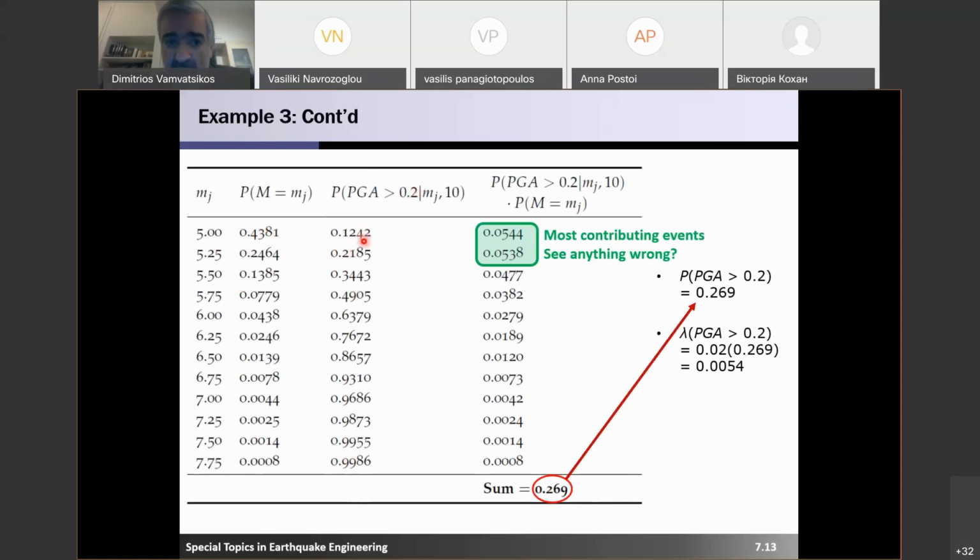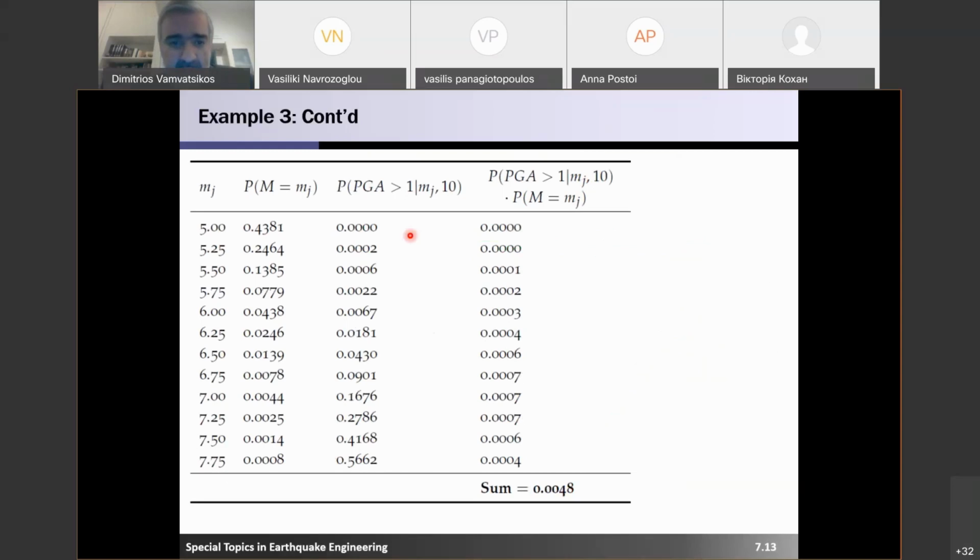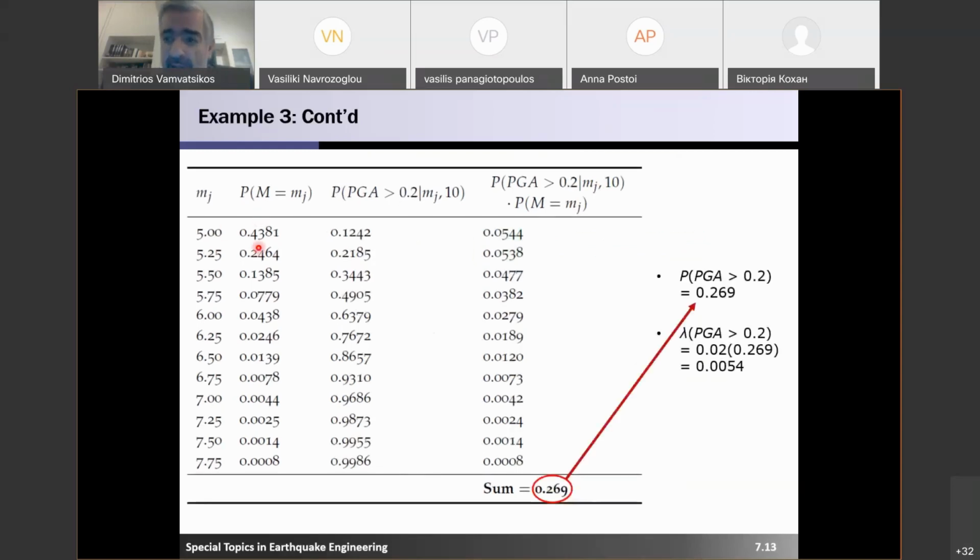Okay, this is 0.12 if you have a magnitude 5. But if you go to a magnitude 7.75, it's guaranteed that we'll exceed it. But you need to multiply the two to get the contribution. Again, remember, this is two different things. This is how often the earthquake happens and how often the given earthquake exceeds.